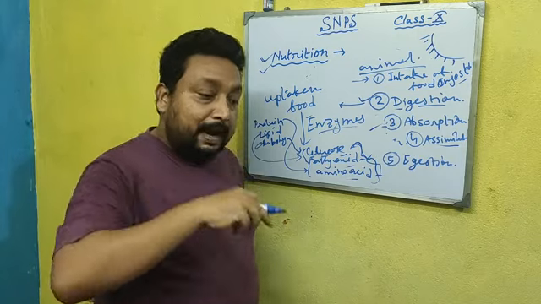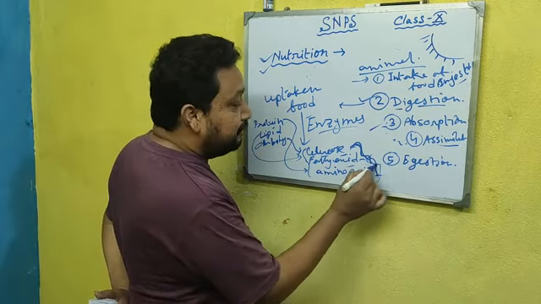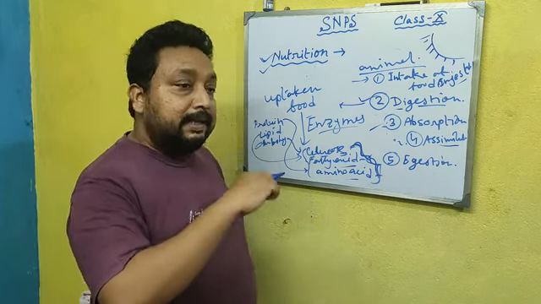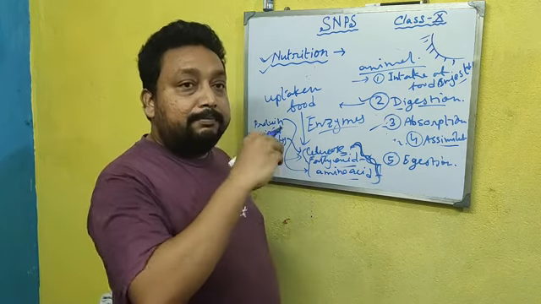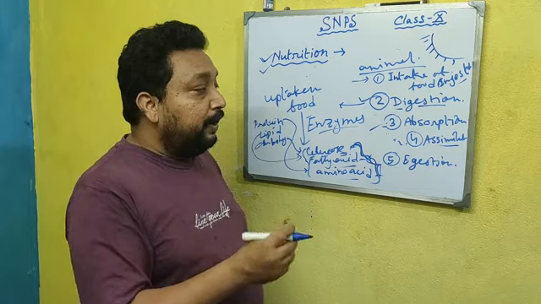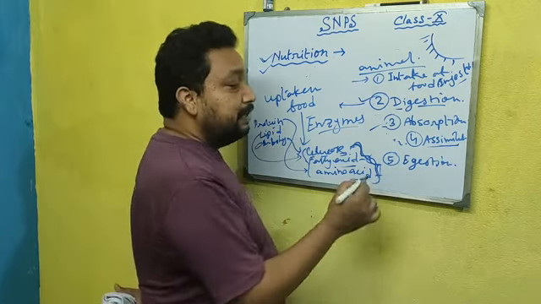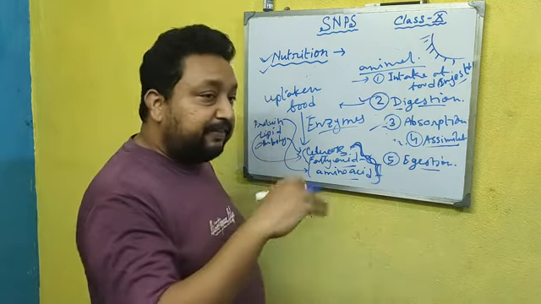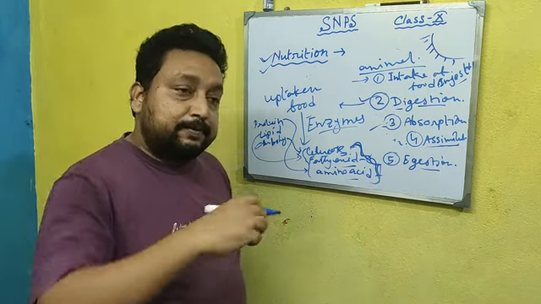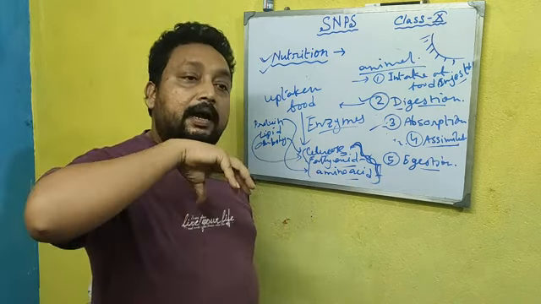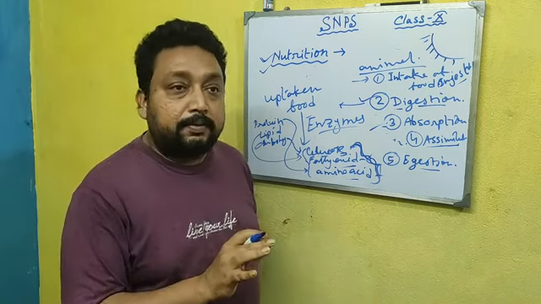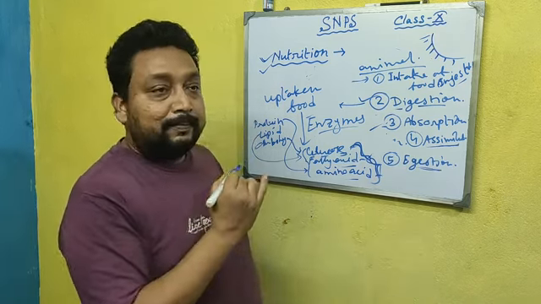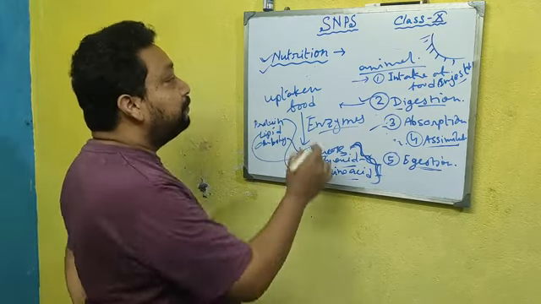And assimilation: now the blood carries these absorbed materials, glucose, fatty acid and amino acid, and they reach the cell. When they enter into the cell, that process is known as assimilation. Assimilation means entering into the cell. And after the digestion, the part which is absorbed is our requirement, and the undigested part, which is not required for our body, is thrown outside the body by the process of egestion. So these are the 5 steps of nutrition.